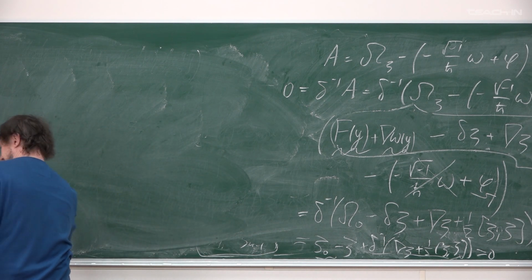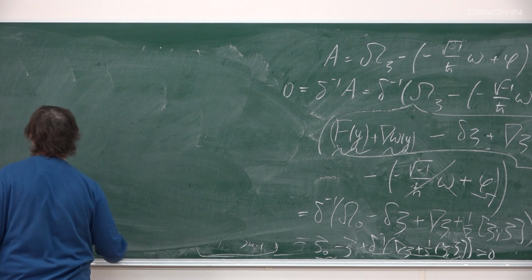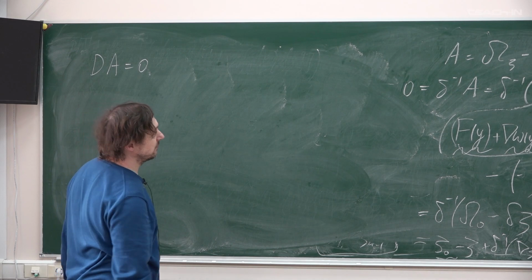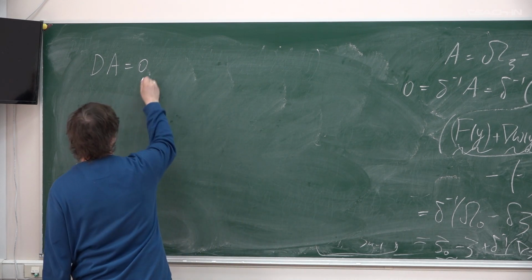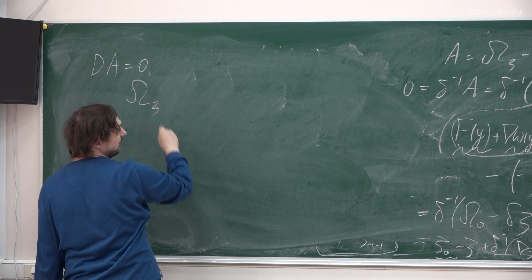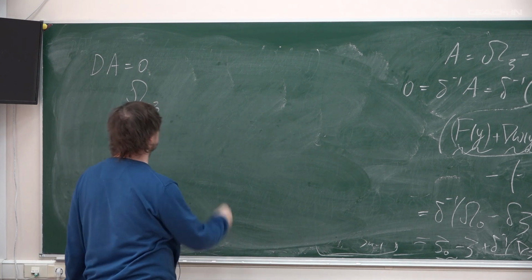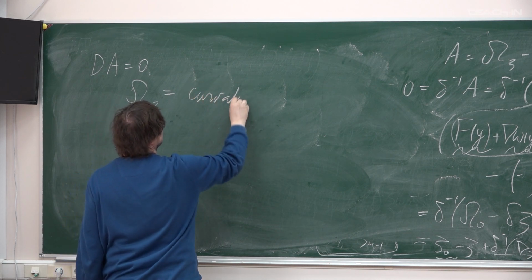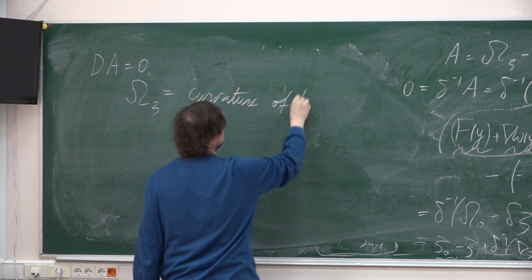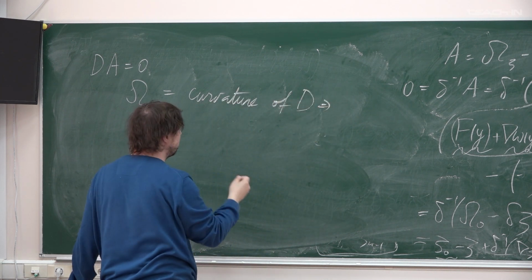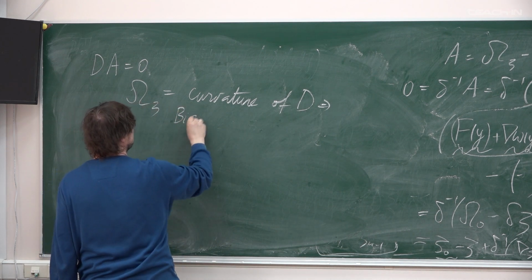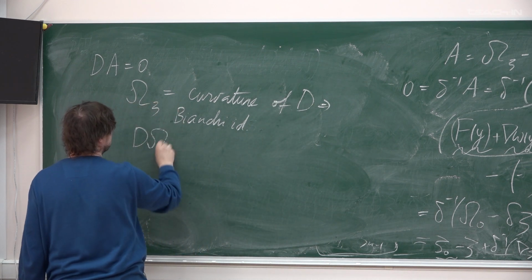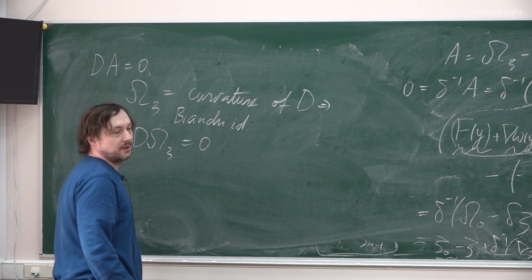the operator D applied to A is also 0. And that follows from the fact that omega zeta is in fact the curvature of D. Hence, by Bianchi identity, D omega zeta vanishes, right?